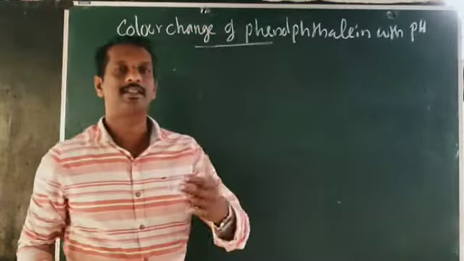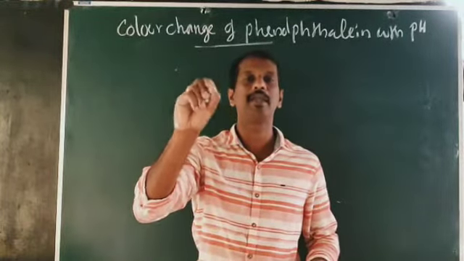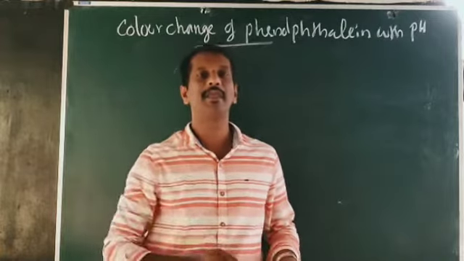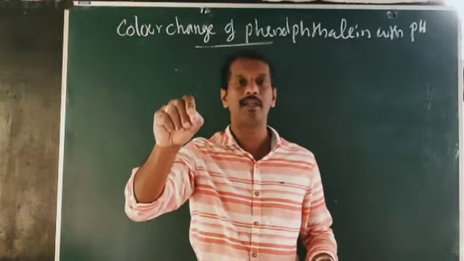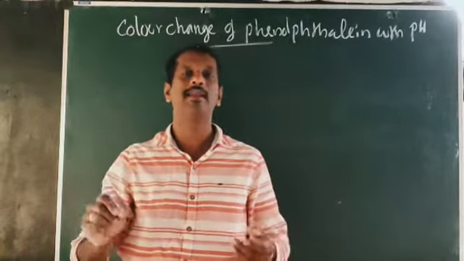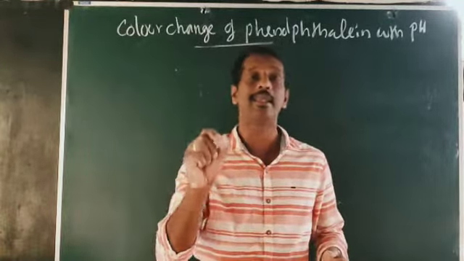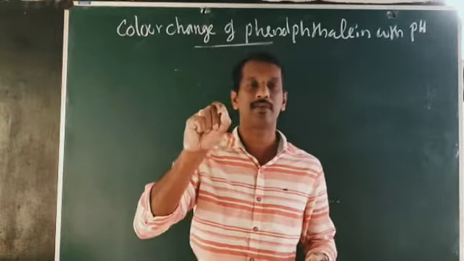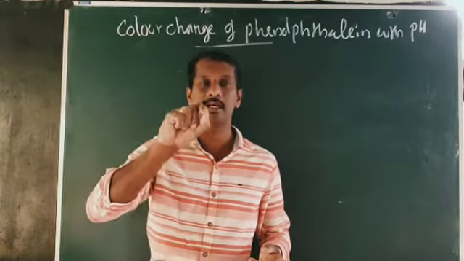Last class we discussed that phenolphthalein is pink in color in basic medium. That means when we add phenolphthalein to a base, it is pink in color, and phenolphthalein is colorless in acidic medium. What is the reason for this color change of phenolphthalein with pH?